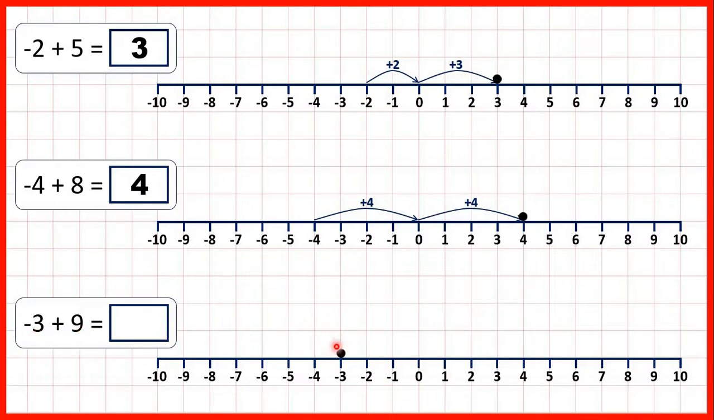We could start on minus 3 and then count on 1, 2, 3, 4, 5, 6, 7, 8, 9. That takes us to 6, so that's our answer. Or from minus 3, we could add 3 to get to 0, and then add another 6, because if we add 3 and then add 6, we've added 9 altogether. And again, 9 minus 3 gives us the same answer as minus 3 plus 9.